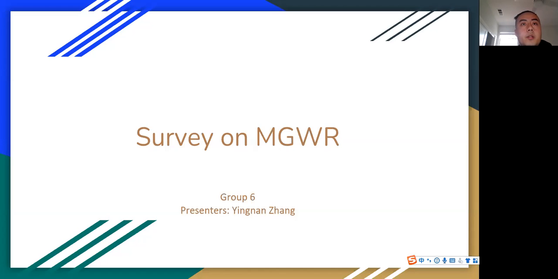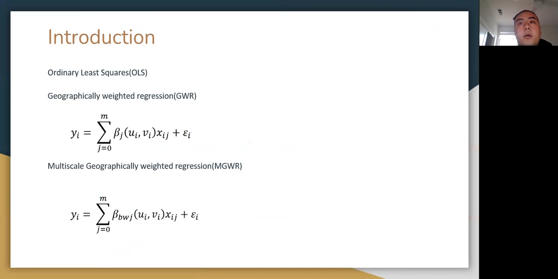So the first part is a brief introduction about three models dealing with geographical data. One of the most commonly used models is ordinary least squares, which is also called the OLS model. The geographically weighted regression model is proposed based on summarizing local regression analysis and variable parameter research and drawing on the idea of local smoothing. The formula is shown below.